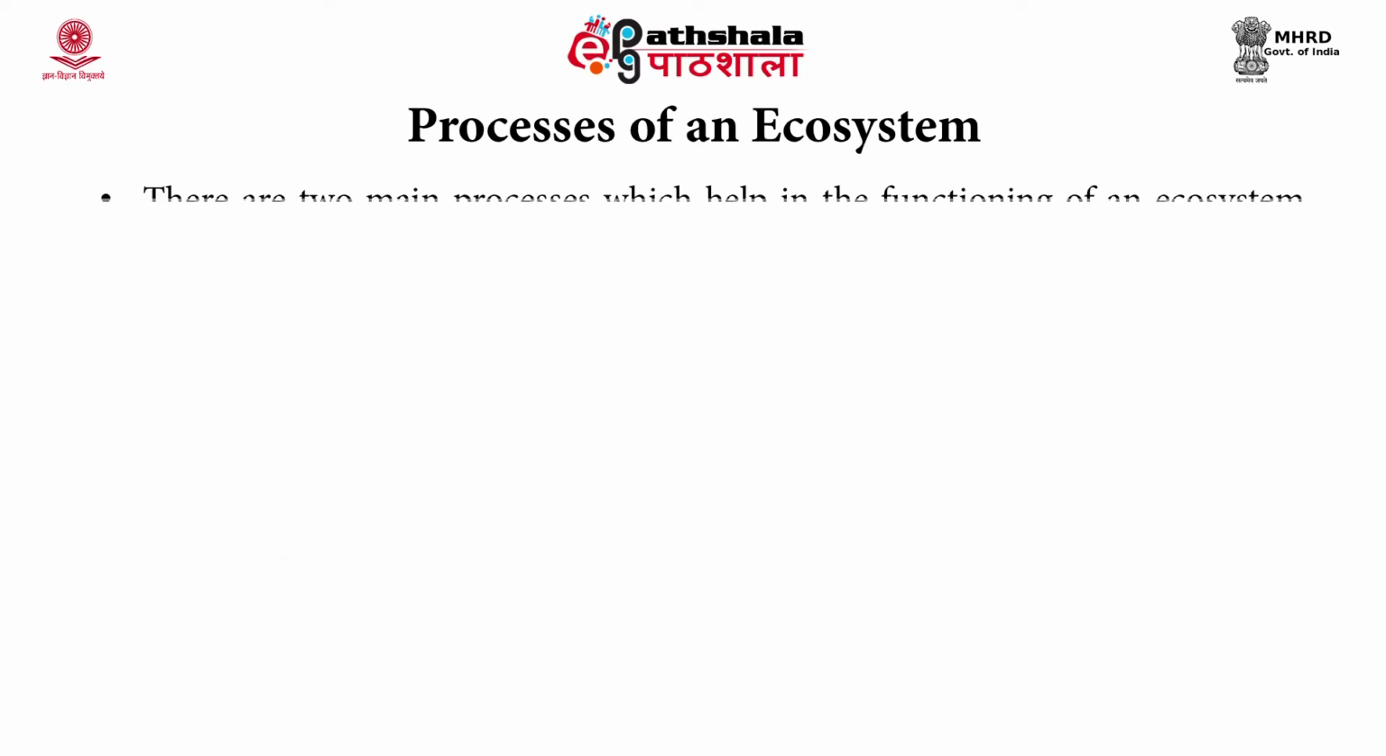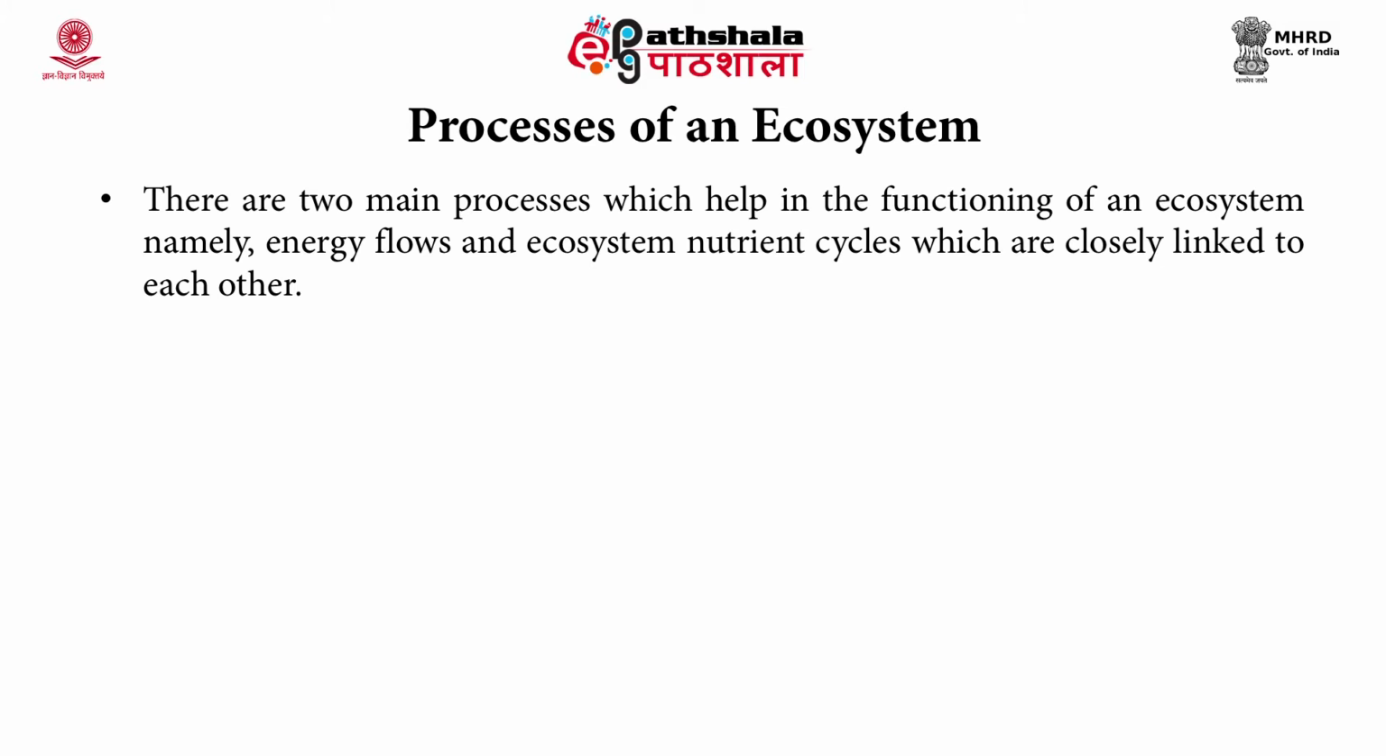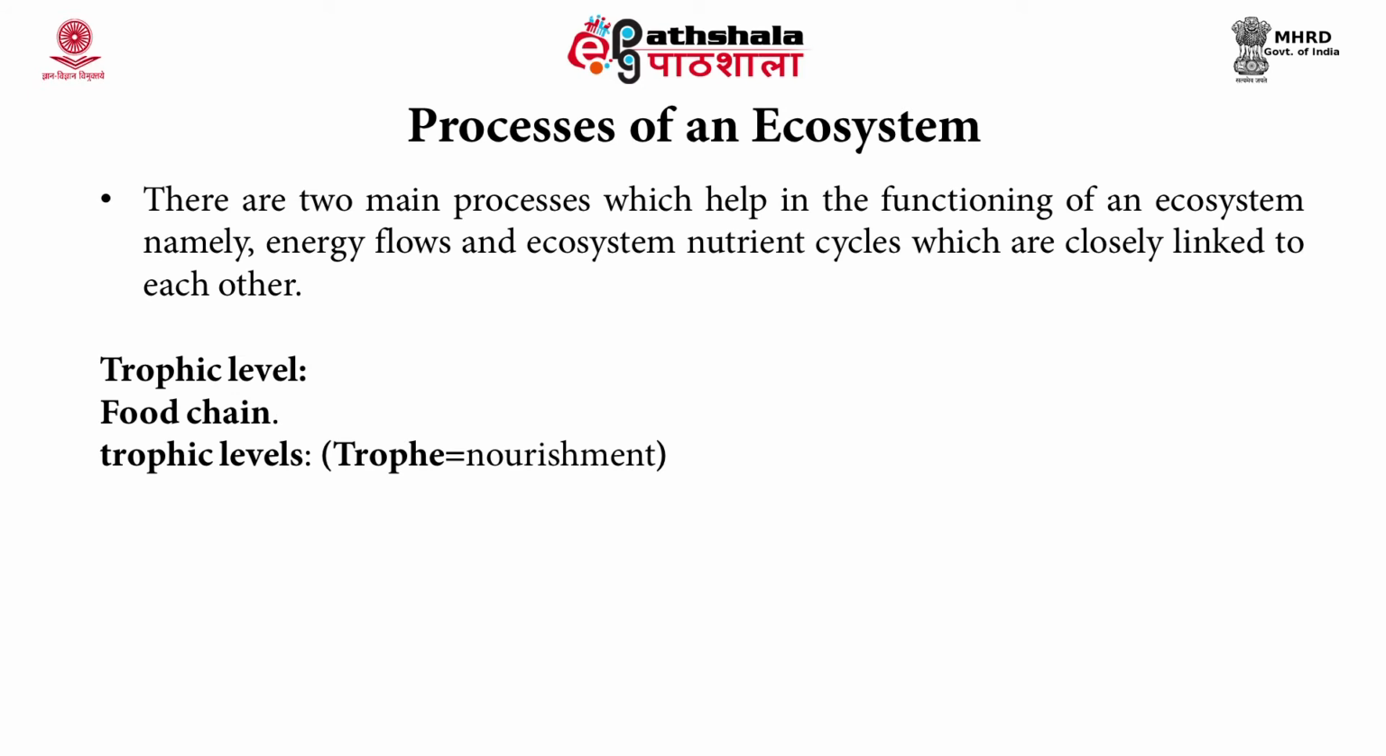Process of an ecosystem. There are two main processes which help in the functioning of an ecosystem, mainly the energy flow and ecosystem nutrient cycle, which are closely linked to each other. Trophic level. The food chain is the linear sequence of organisms through which the nutrient and energy pass from primary producer to the higher level consumers. Species or groups of species are assigned into various trophic levels. Troph means nourishment in a food chain occupying a specific trophic level.